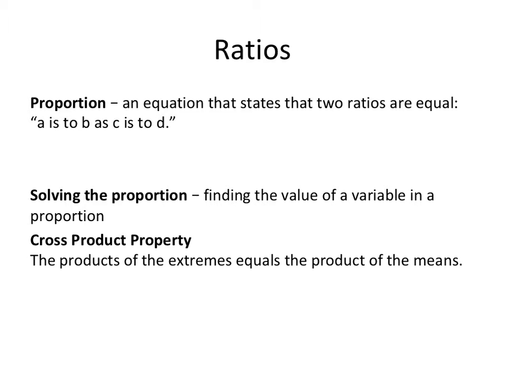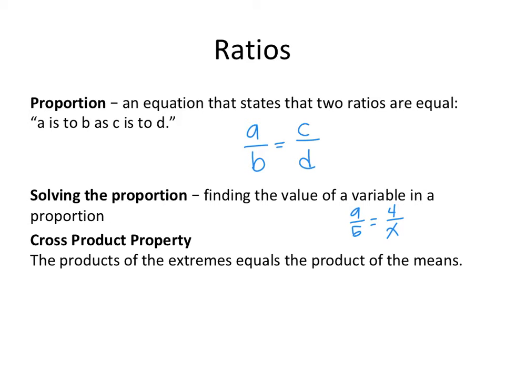So this would be written something like A over B is equal to C over D. And when you're reading this as a proportion, you say A is to B as C is to D. Solving a proportion would be to find the value of a variable. For example, if we have 9 over 5 is equal to 4 over x, finding x would be solving the proportion.